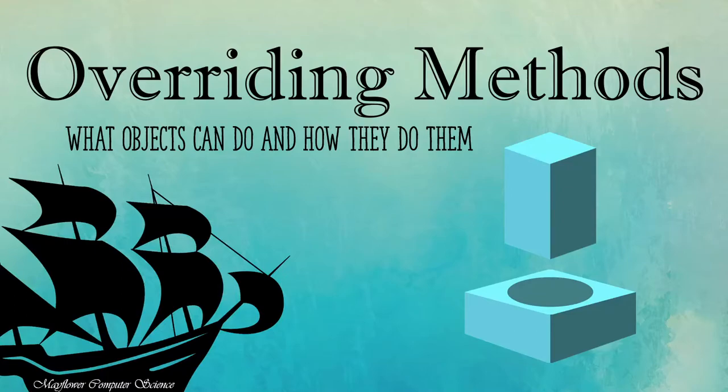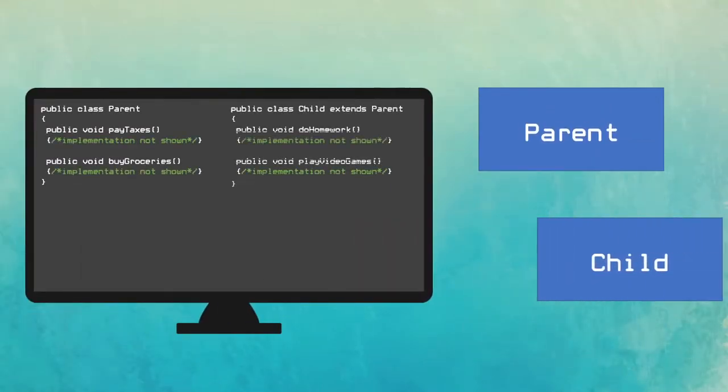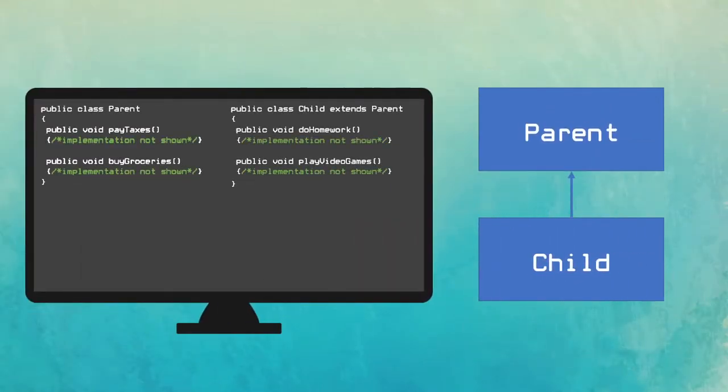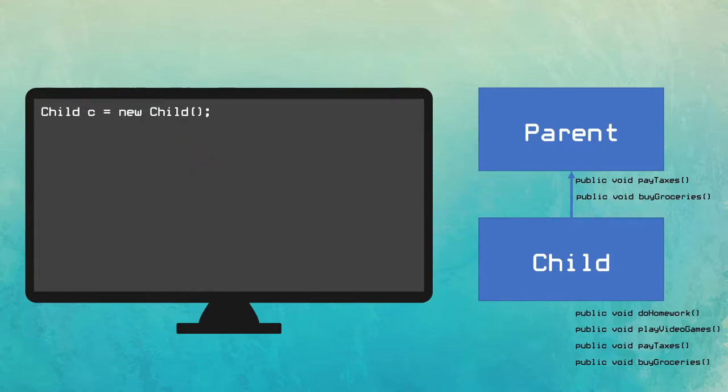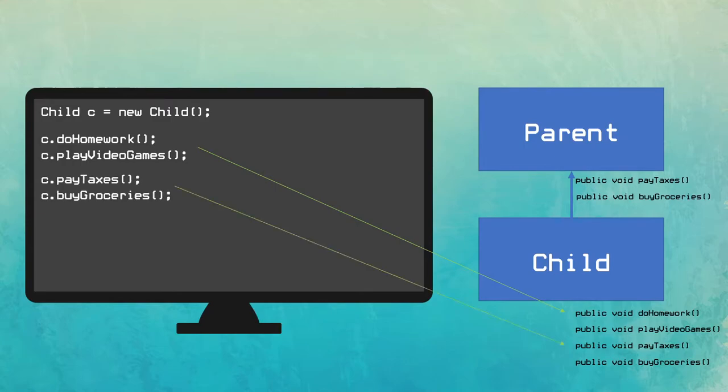In this video, we are going to learn how to override parent methods when extending a class. When a class extends another class, it creates a hierarchy where the child class inherits all of the methods from its parent class. That means Java copies all of the parent class's methods into the child class. So if we create a child object, it can invoke any of the methods declared in the child class and any of the methods it inherited from its parent class.